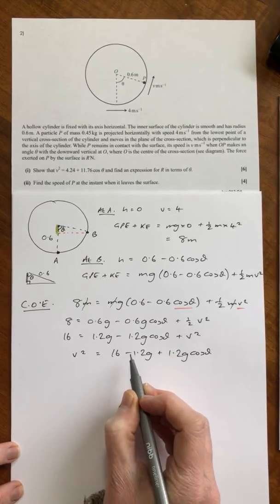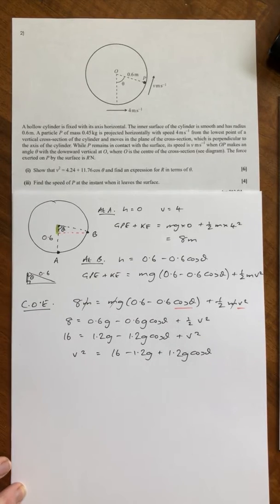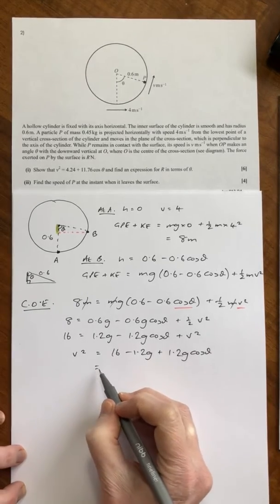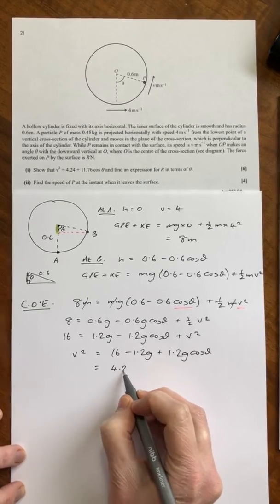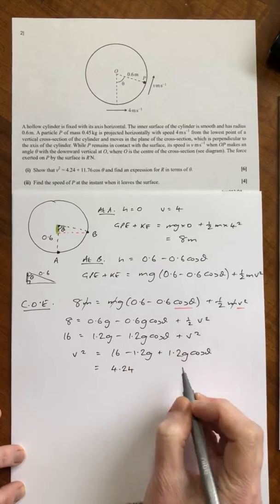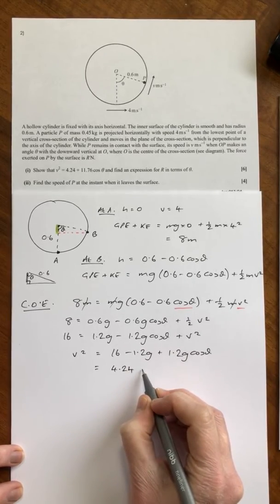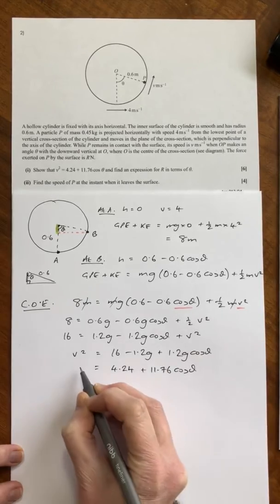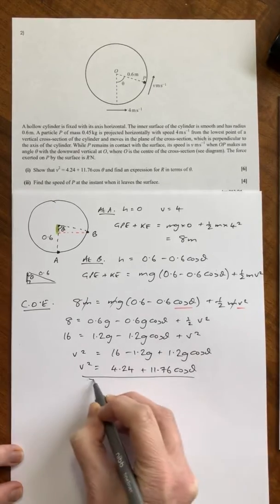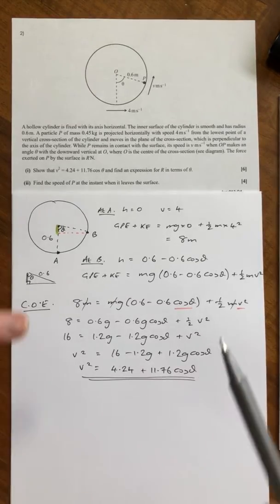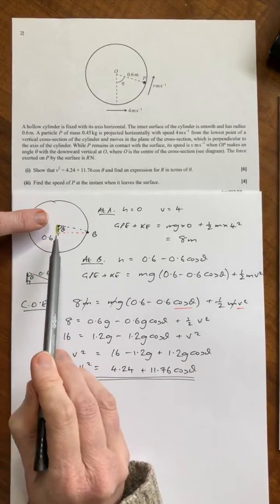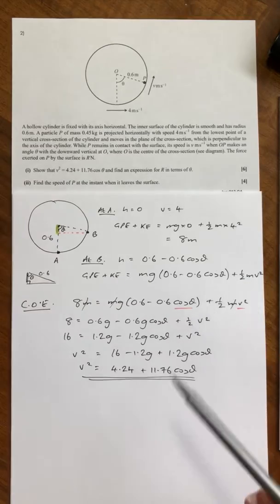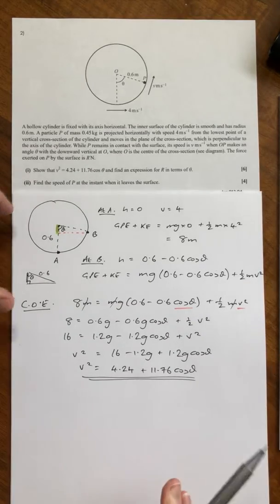16 minus 1.2g, so I'd go to the calculator now. If I work that out, I've got 4.24. 1.2 times that times g is 11.76. Okay, so there we go. Same as we did before. I guess that's maybe the most awkward thing, finding that length, but everything else there is pretty standard.